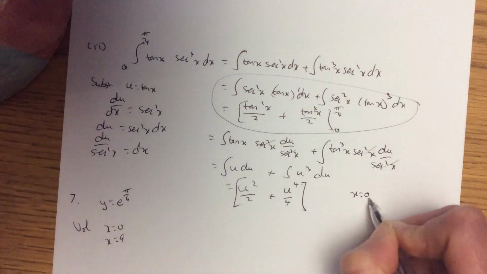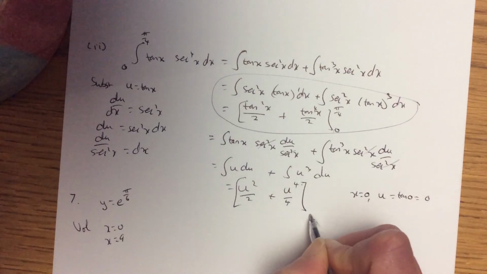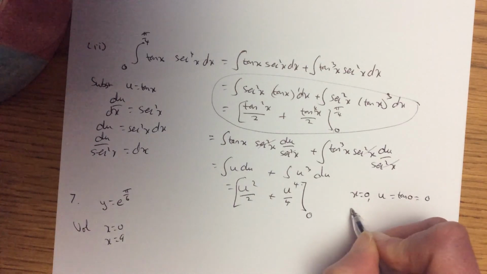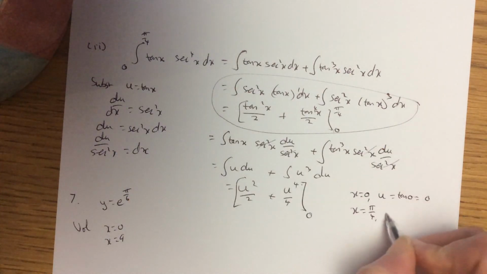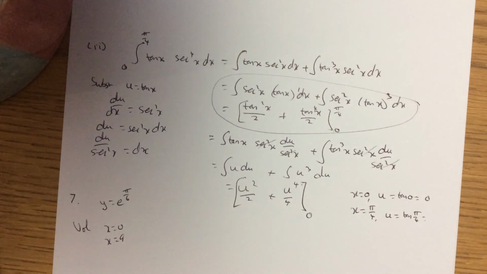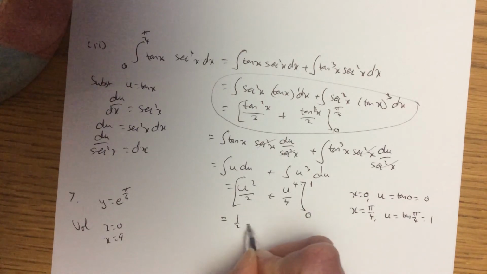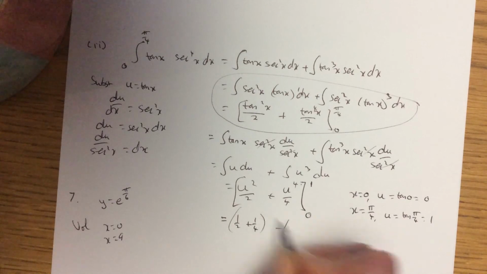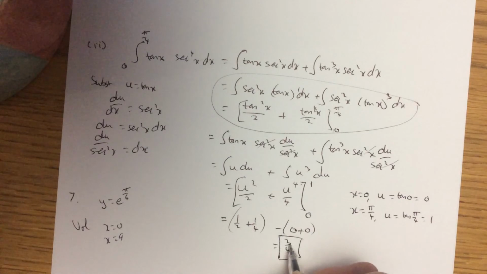When x is naught, u is tan 0, which is also naught. So that's my lower limit. When x is pi over 4, u is tan pi over 4. So in your calculators, or if you can remember it, tan pi over 4 is 1. So subbing in your 1, you get 1 over 2, add 1 over 4, take away 0 minus 0, add 0. So your answer is 3/4.